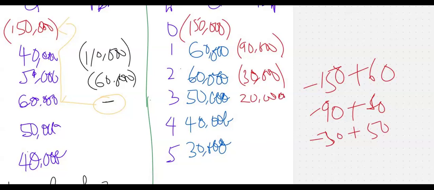So the next one will be 20, which is positive, plus 40 for the year 3, which will give us what? Positive 60,000. So if you wish, you can continue with them. But then the next one, 60 plus 30,000 gives us what? 90,000, which is positive.